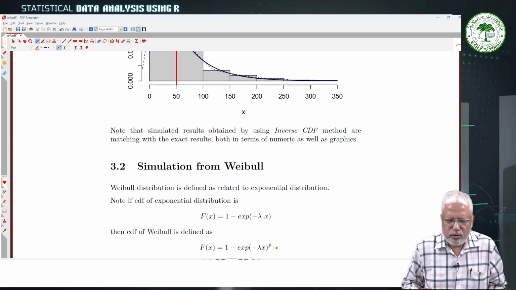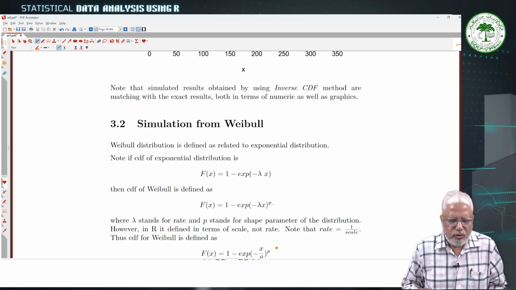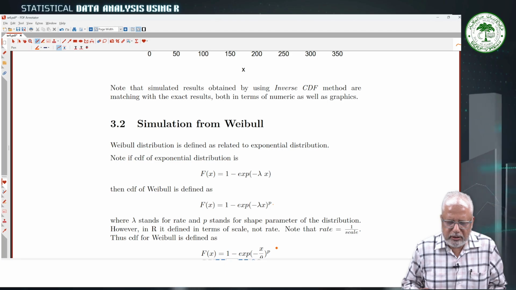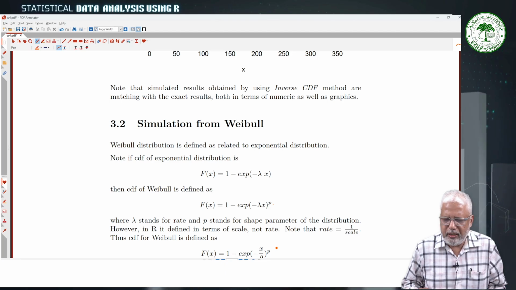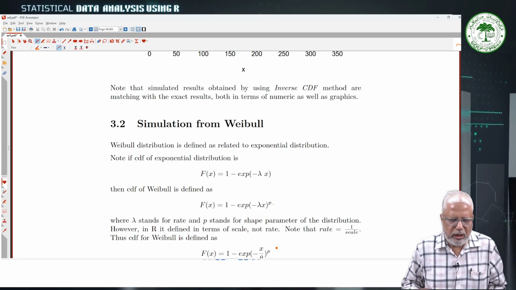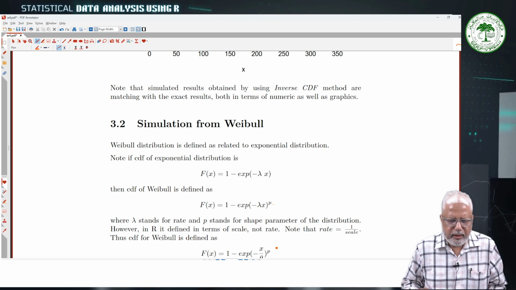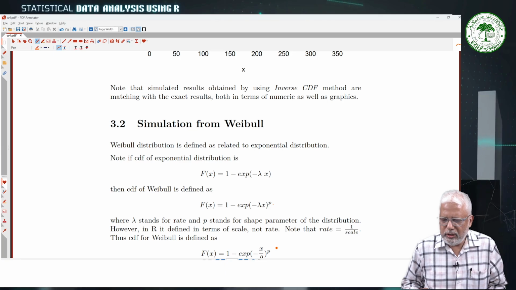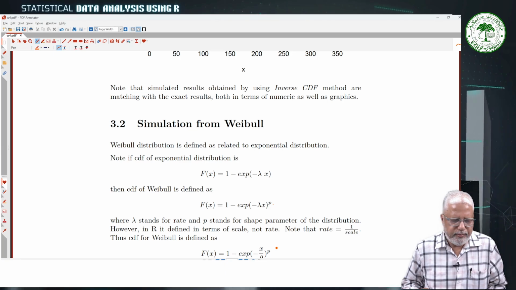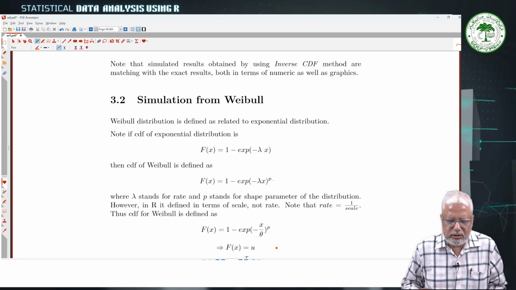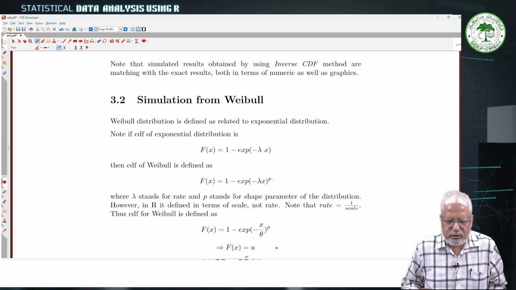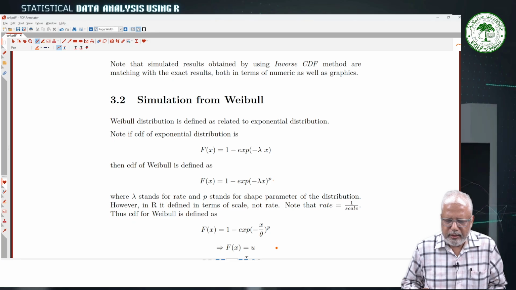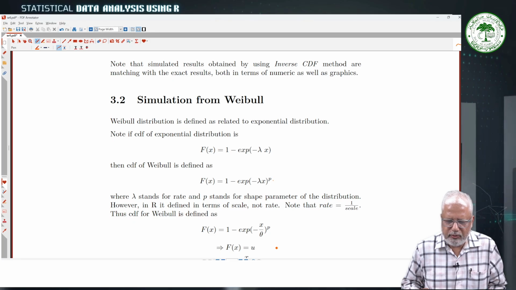Lambda stands for the rate parameter and p stands for the shape parameter of the distribution. However, in R, it is defined in terms of scale, not rate. Note that rate is equal to 1 by scale. Thus, the CDF for Weibull distribution is defined as F(x) equal to 1 minus exp of minus x by theta whole raised to the power p.